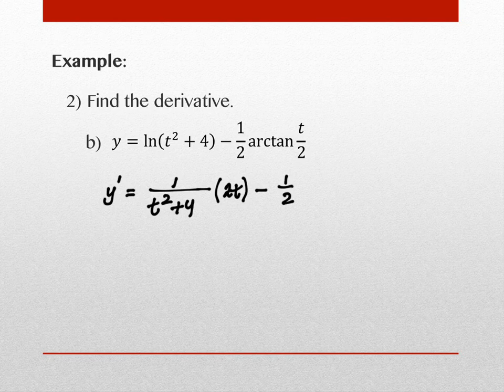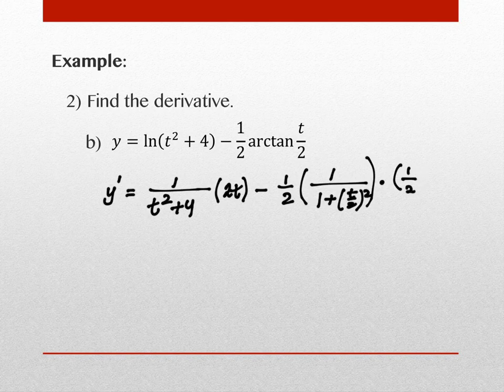Okay, arctangent is 1 over, and it's 1 plus x squared. So I have 1 plus, and my interior for x now is t over 2 quantity squared. And then we times the derivative of t over 2, and t over 2's derivative would be 1/2. Let me write that a little bit bigger. There we go.